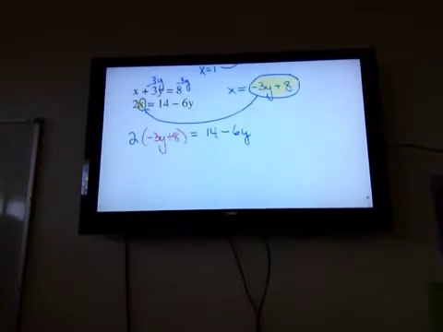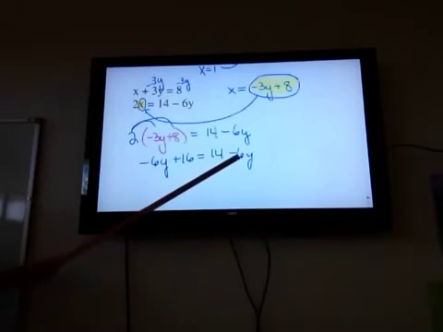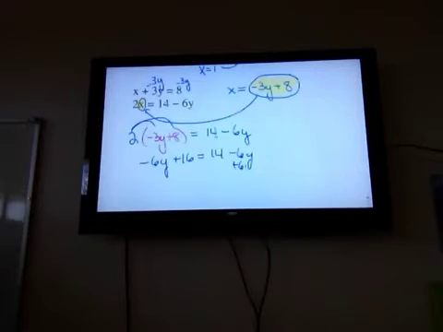And then I distribute. I solve. 2 times negative 3, negative 6y. 2 times 8 is 16, equals 14 minus 6y. I'm solving, which means I need my variable to one side. So I'm going to add from here. I like them on the left side, so I'm going to add the 6y to get rid of it.